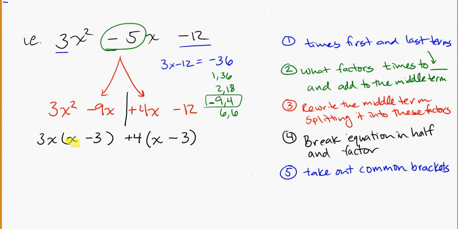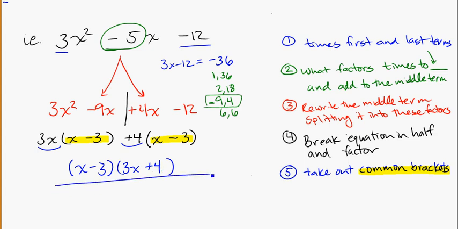And again, like we saw last time, what's in the brackets became the same on both sides. So we're actually going to take that part out the front. So we write the x minus 3 in the front, and in the second set of brackets, we drop in what's left, 3x plus 4. And that's our final answer.